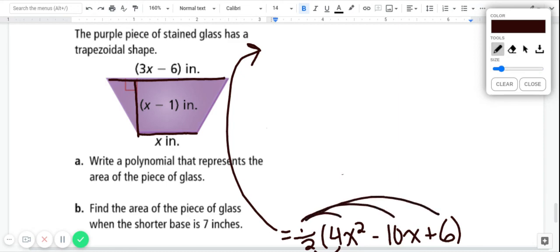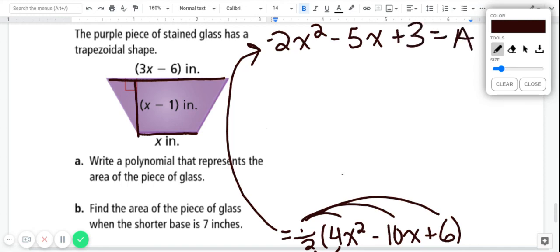So 1/2 times 4x squared. 1/2 of 4 is 2, so this is really 2x squared, minus, let's see, half of 10x, so that's going to be minus 5x. And then half of 6 is 3, plus 3. So that means the area of this trapezoid is represented by this polynomial. So this is our answer to part A.